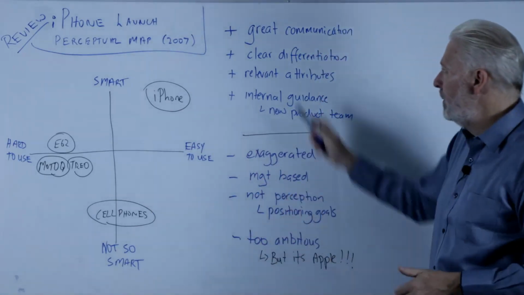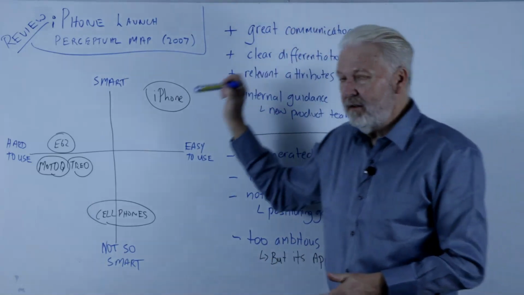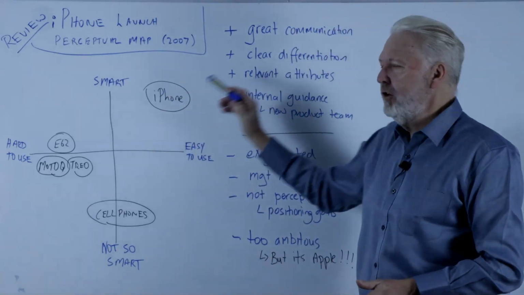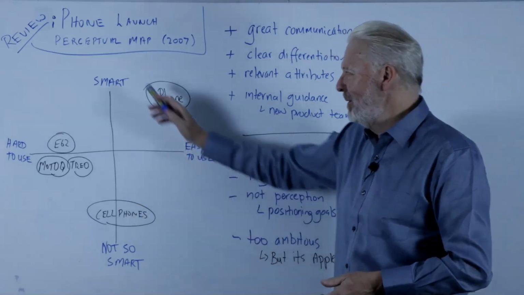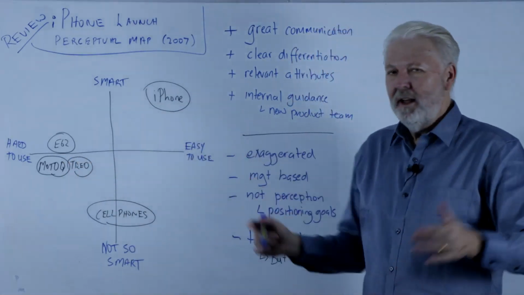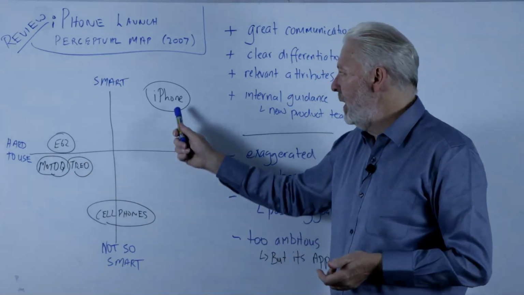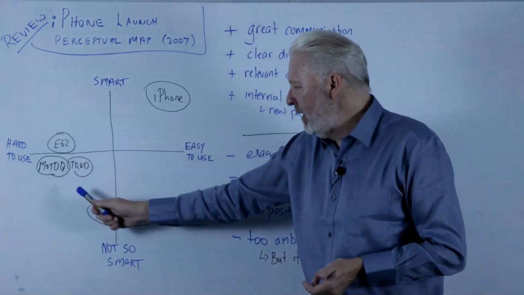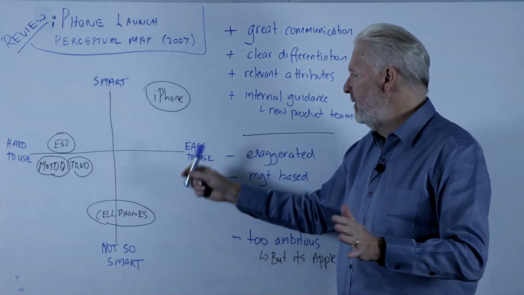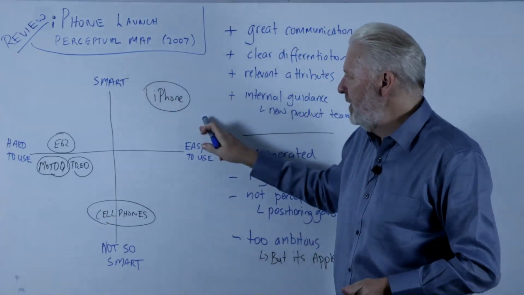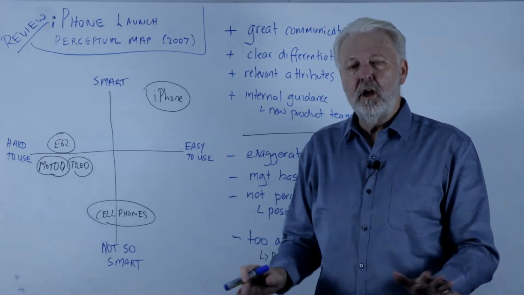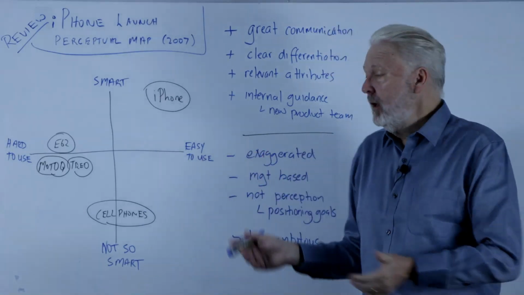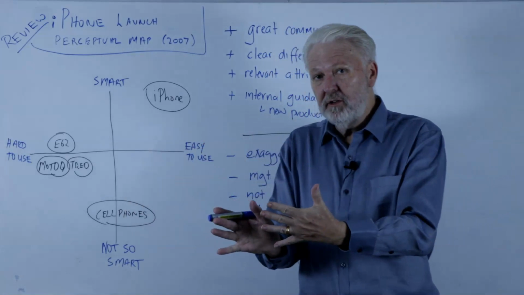Okay, let's go through. Pluses. This is a very effective form of communication. He was able to describe very simply in a quick perceptual map, this is where we are going. Here are our competitors, here are the cell phones, this is how we're going to be differentiated. It was fantastic, very clear communication. Within seconds, everybody got the sense of that.